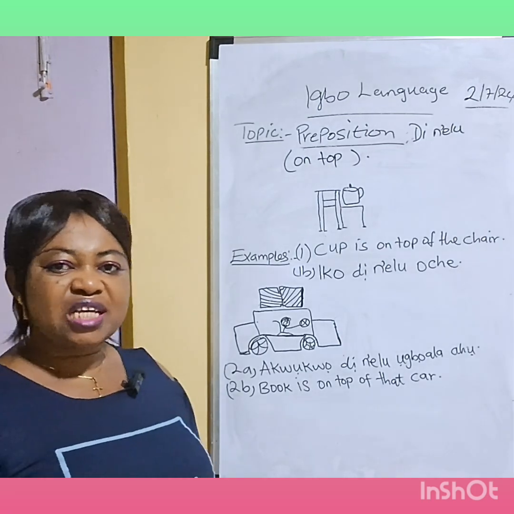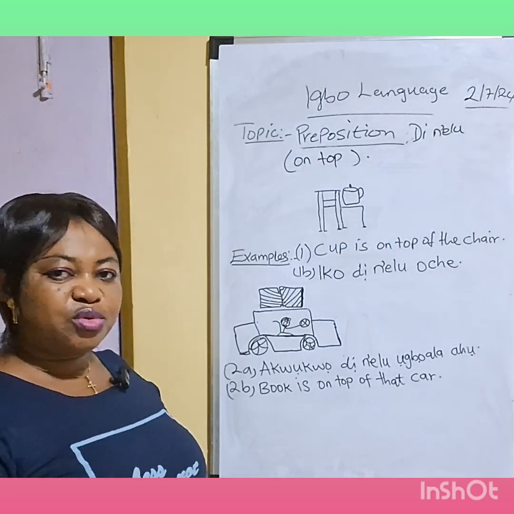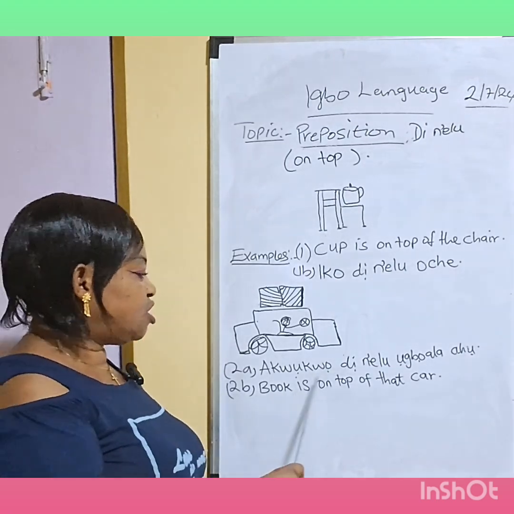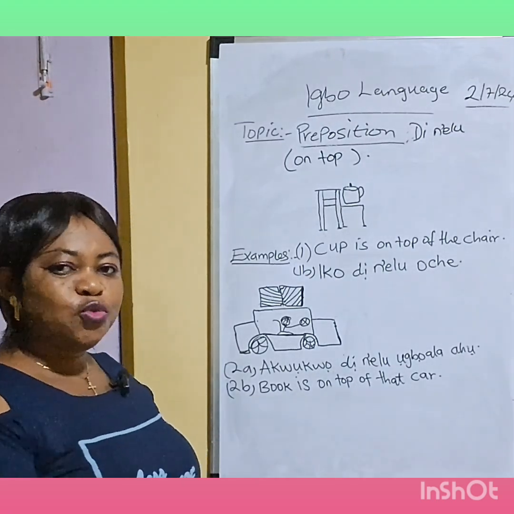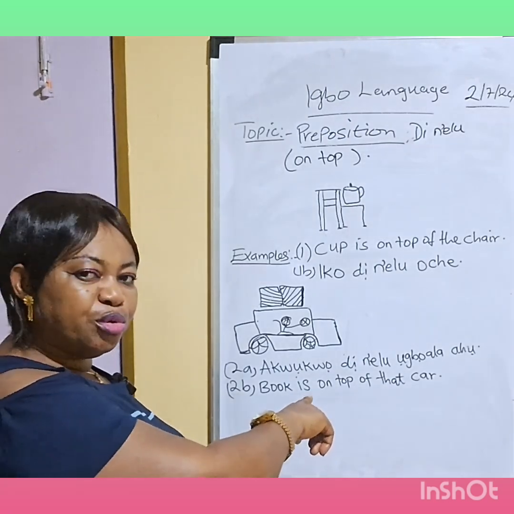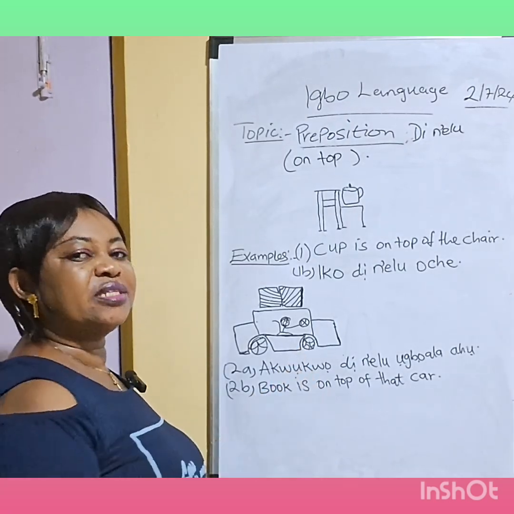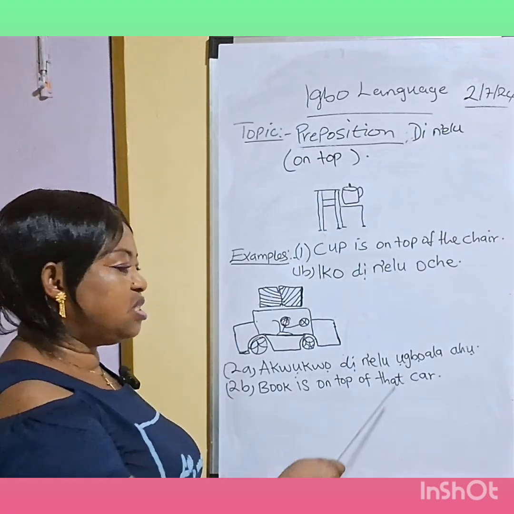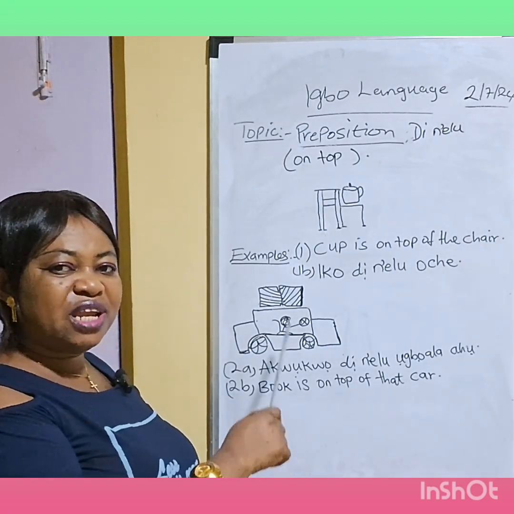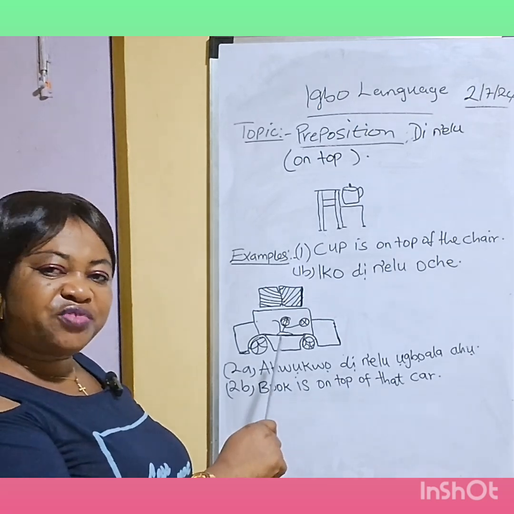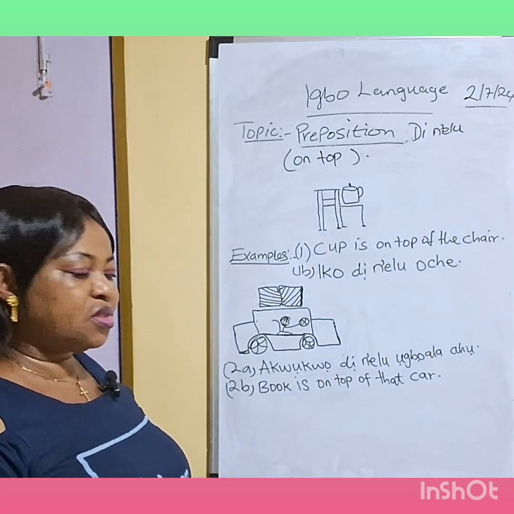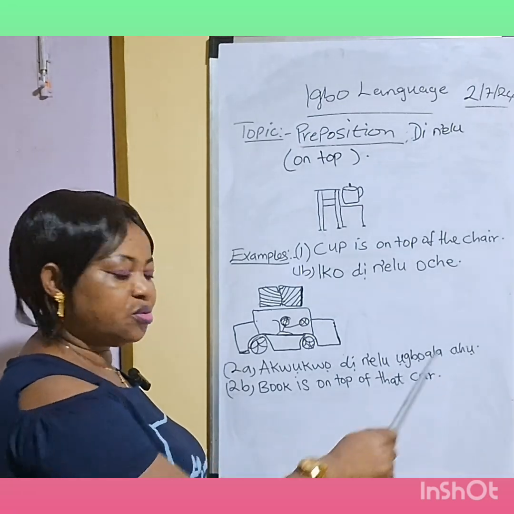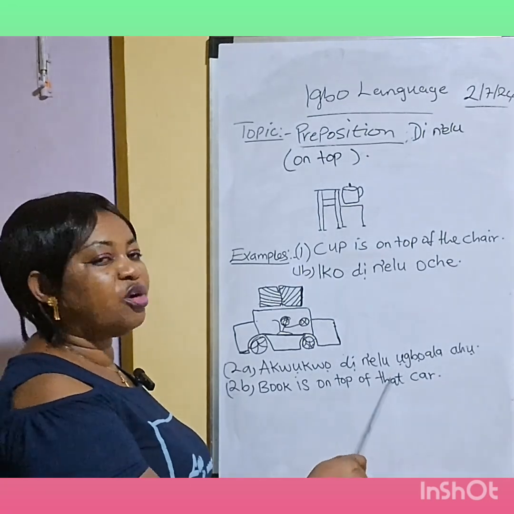If I ask you, class, where is the book? You will say that book is on top of that car. You will point to it and say, book is on top of that car. Remember, we use that for a singular thing that is far away. Akwụkwọ dị n'elu ụgbọala ahụ. Meaning, book is on top of that car.